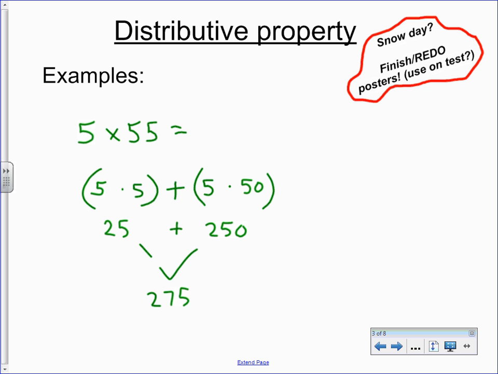Another way to write this would be 5 times (5 plus 50). Makes it a lot easier. And that's a good example to start with for now.